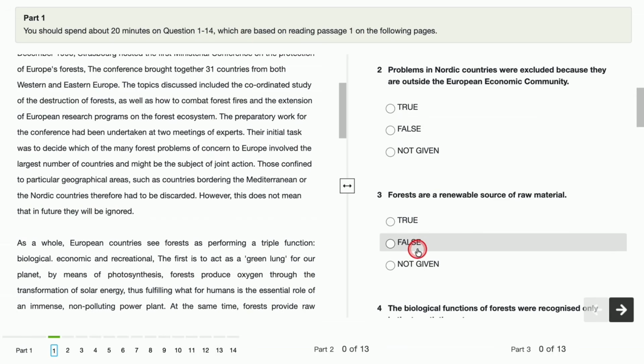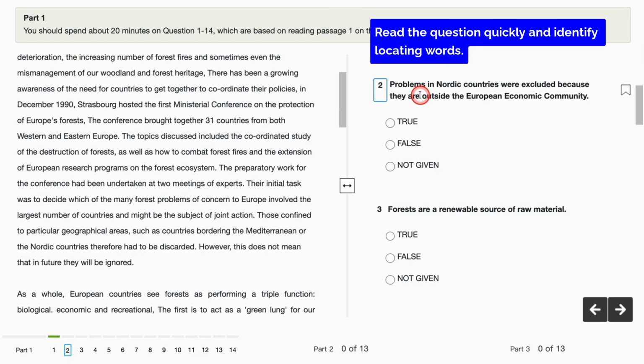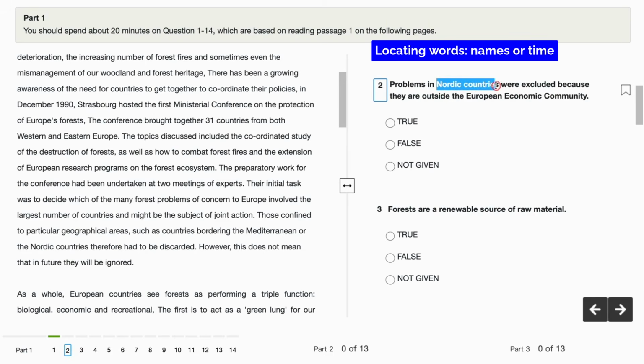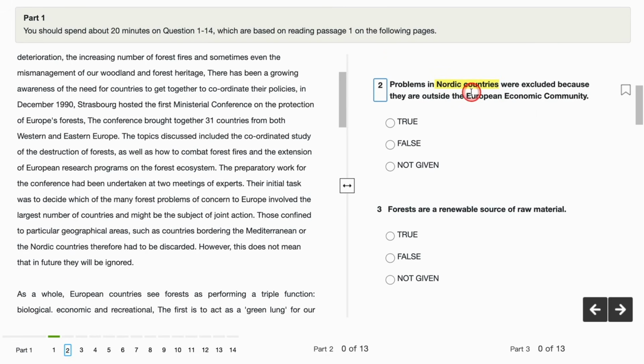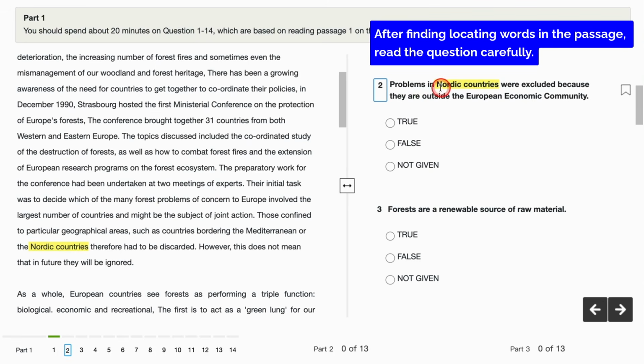Let's move on to question 2. The method is the same. We quickly go through the question and find the locating word. Problems in Nordic countries were excluded because they are outside the European Economic Community. Here it mentions a place name, so we can definitely use these countries to locate the answer in the passage. Earlier, we have already read this paragraph. Here it mentions Nordic countries, so now we should read the question again carefully. Problems in Nordic countries were excluded because they are outside the European Economic Community.